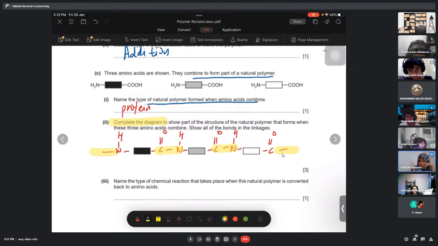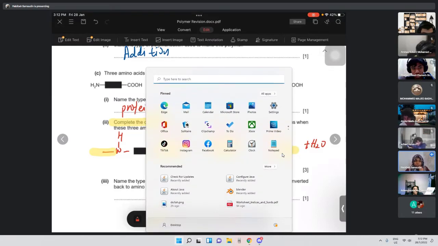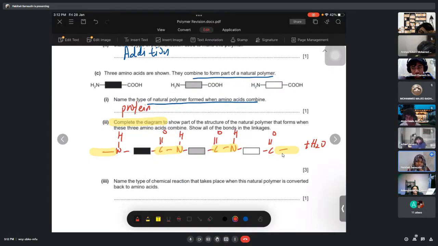But if you want to play safe, technically you don't have to write water because the question just said complete the diagram. But if you want to add water, no harm. Okay, let's say you want to stay safe. It's okay.